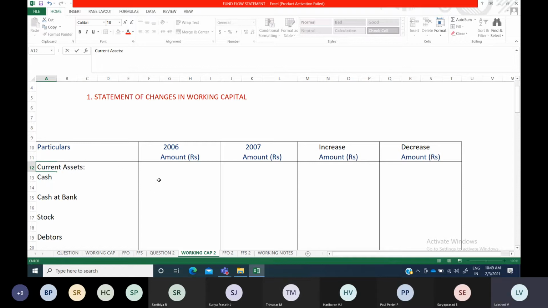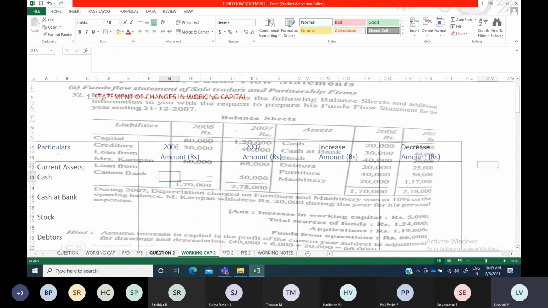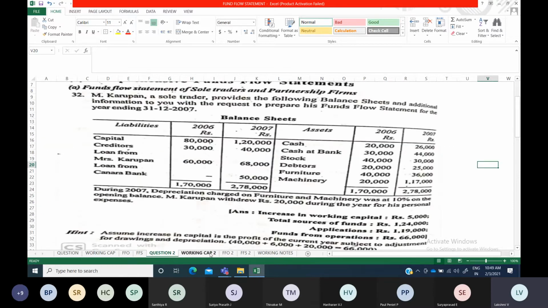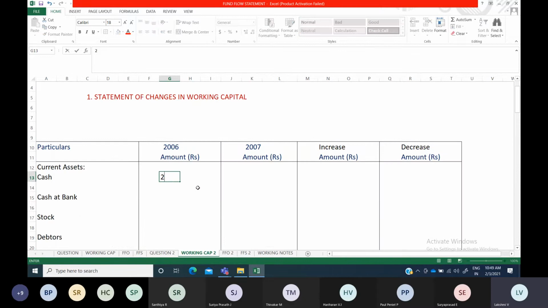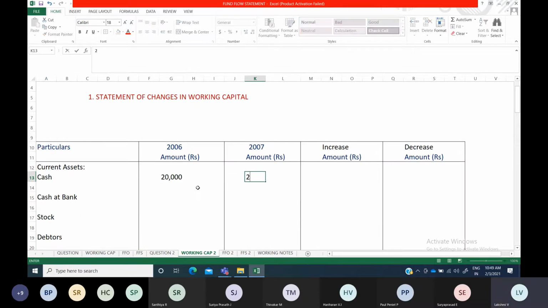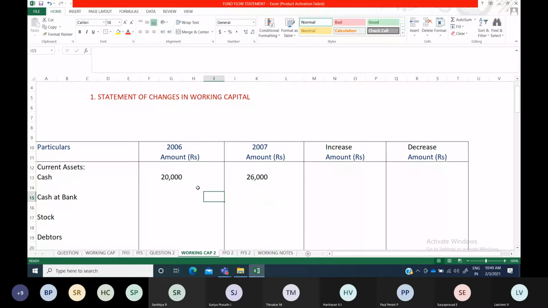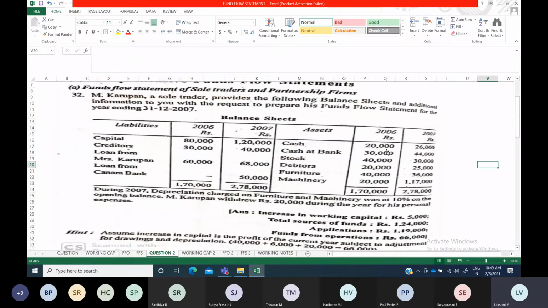The amounts also you can enter. Cash is 20,000 and 26,000. Next, cash at bank is 30,000 and 44,000.